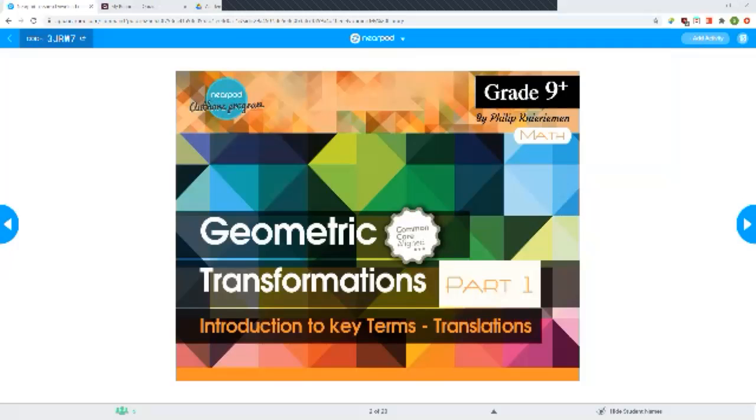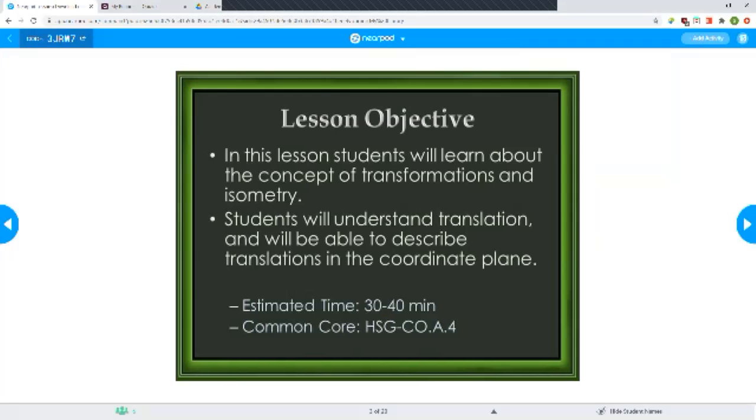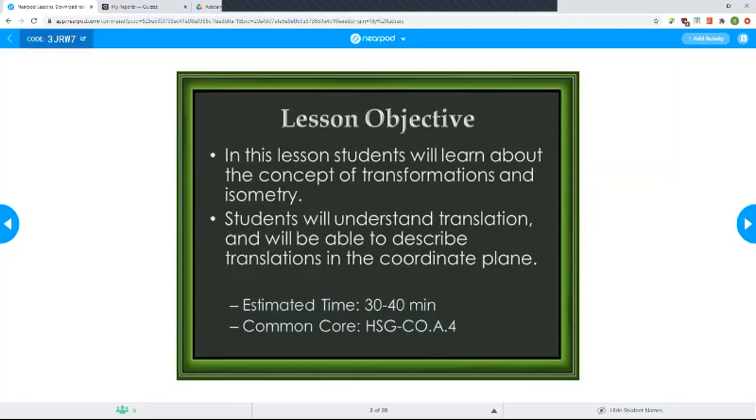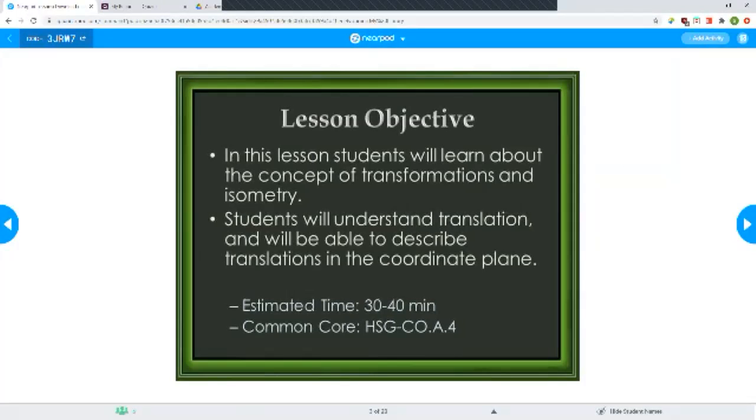All right, so today we're going to start geometric transformations, and we're going to be focusing primarily on translations today. Our lesson objective. In this lesson, students will learn about the concept of transformations and isometry. Students will understand translation and will be able to describe translations in the coordinate plane.